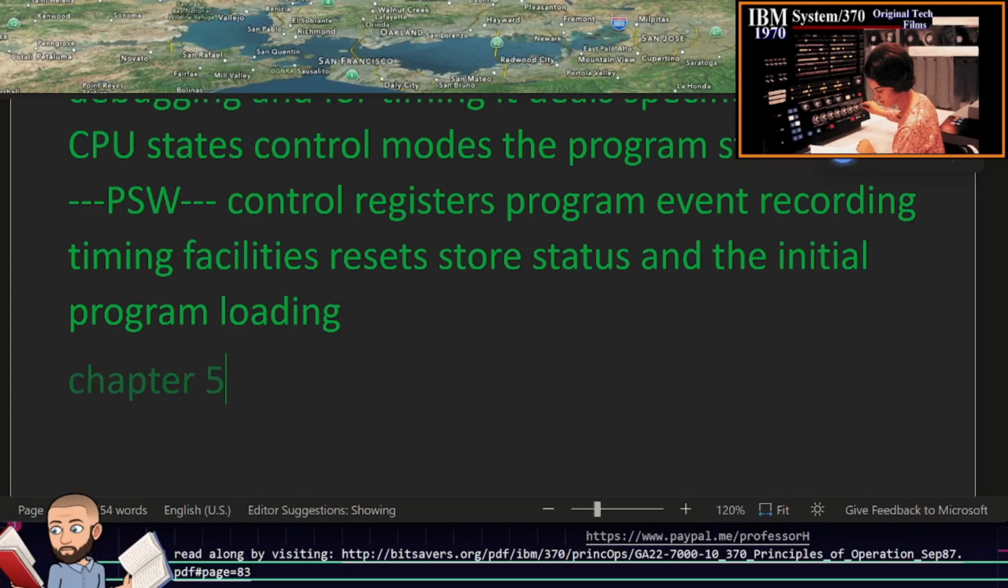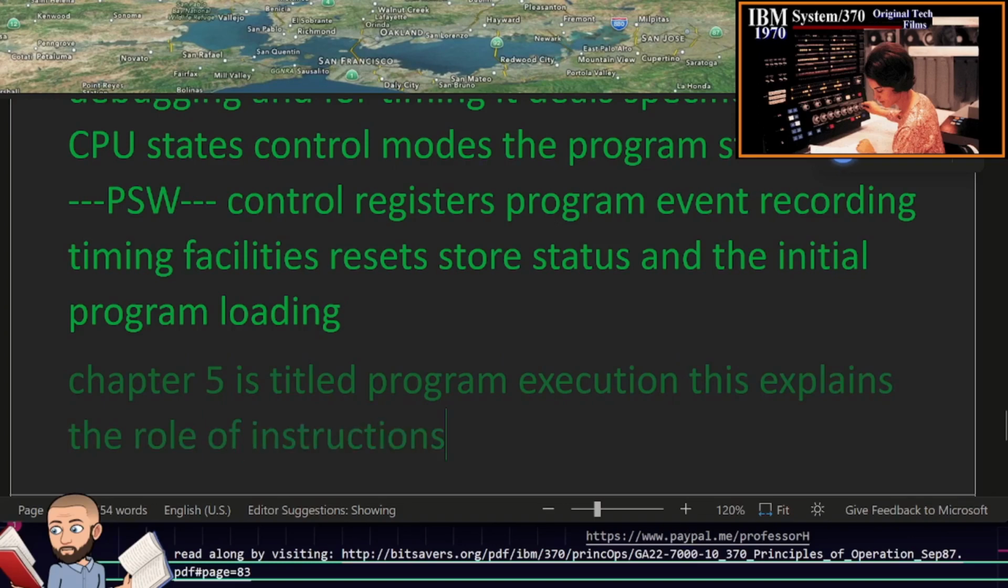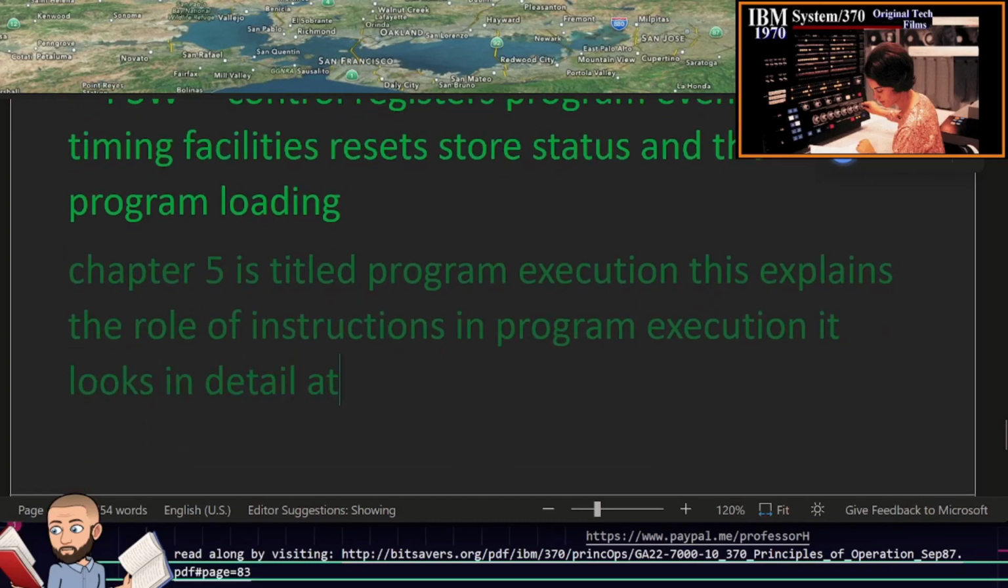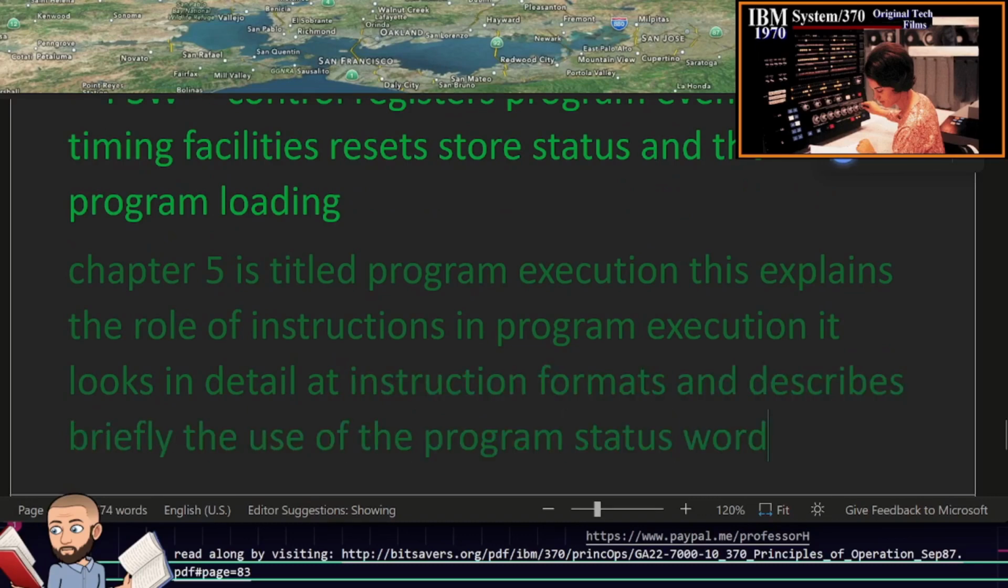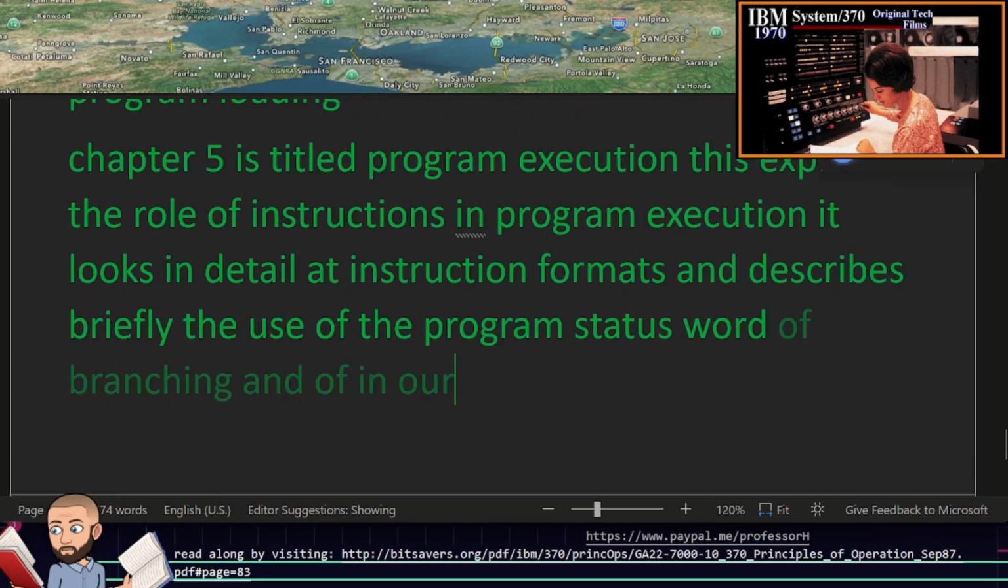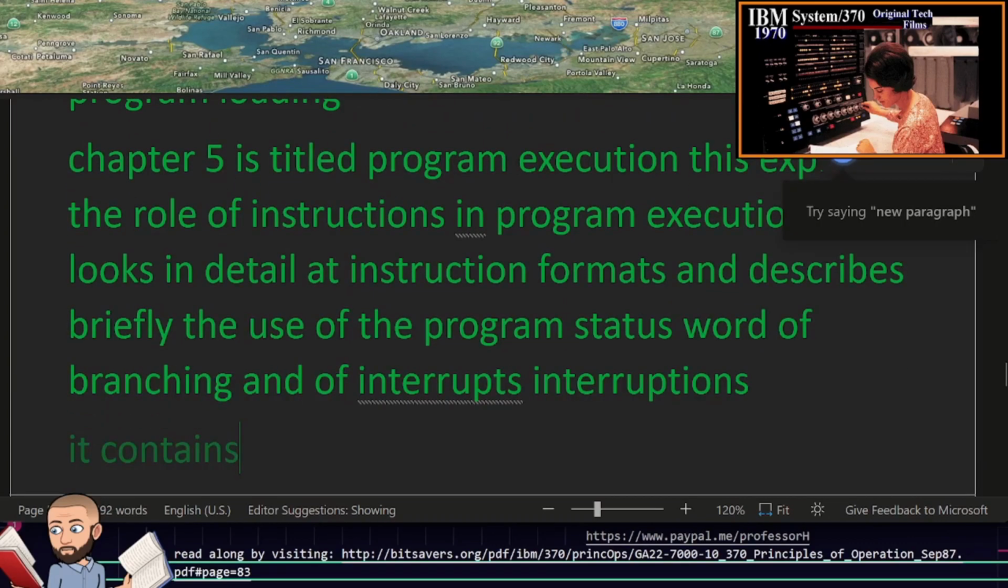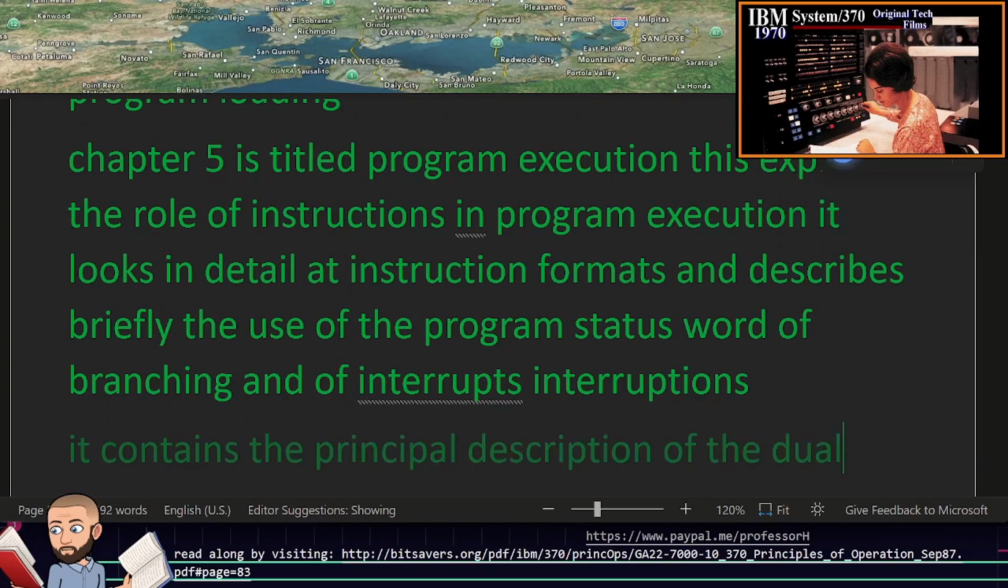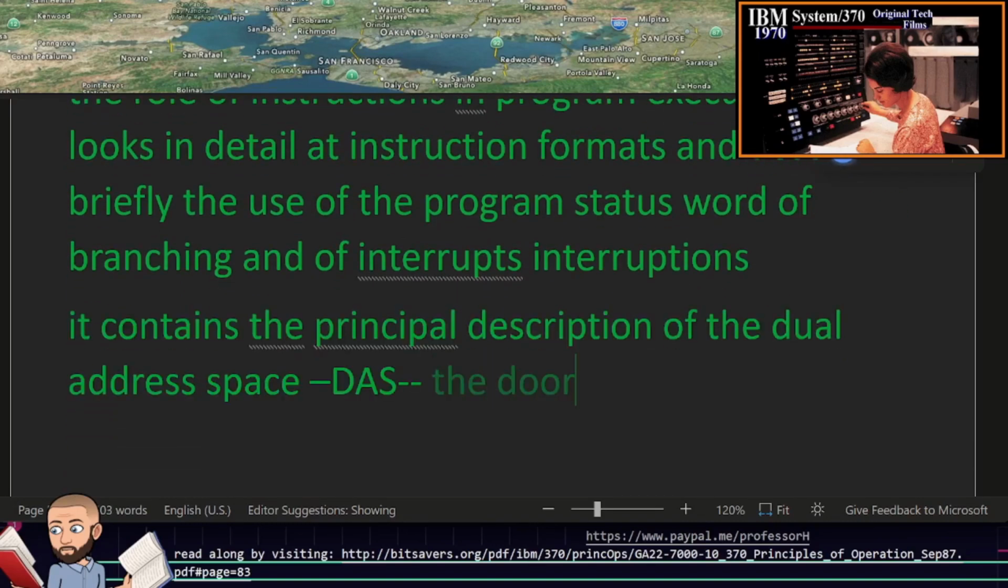Chapter 5 is titled Program Execution. This explains the role of instructions in program execution. It looks in detail at instruction formats and describes briefly the use of the program status word, of branching, and of interruptions. It contains the principal description of the dual address space, the dual address space facility.